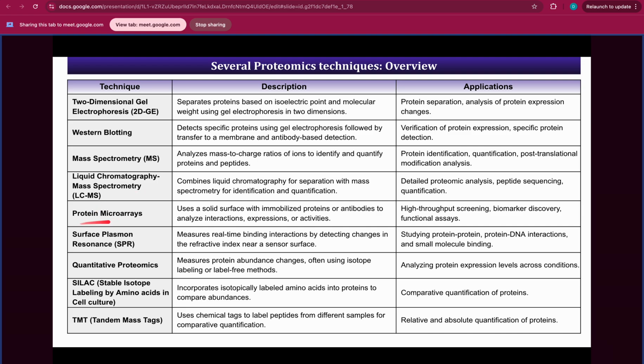And another technique is the protein microarrays. In protein microarrays, like DNA chips or DNA microarrays, the immobilized proteins or the antibodies which are specific to certain proteins are attached to a solid surface. So when we provide our sample, only the proteins present in the sample which are specific to those antibodies can bind. Other proteins won't bind because we'll wash them off. So ultimately, with protein microarrays, we will find whether the protein of interest is present in the sample or not.